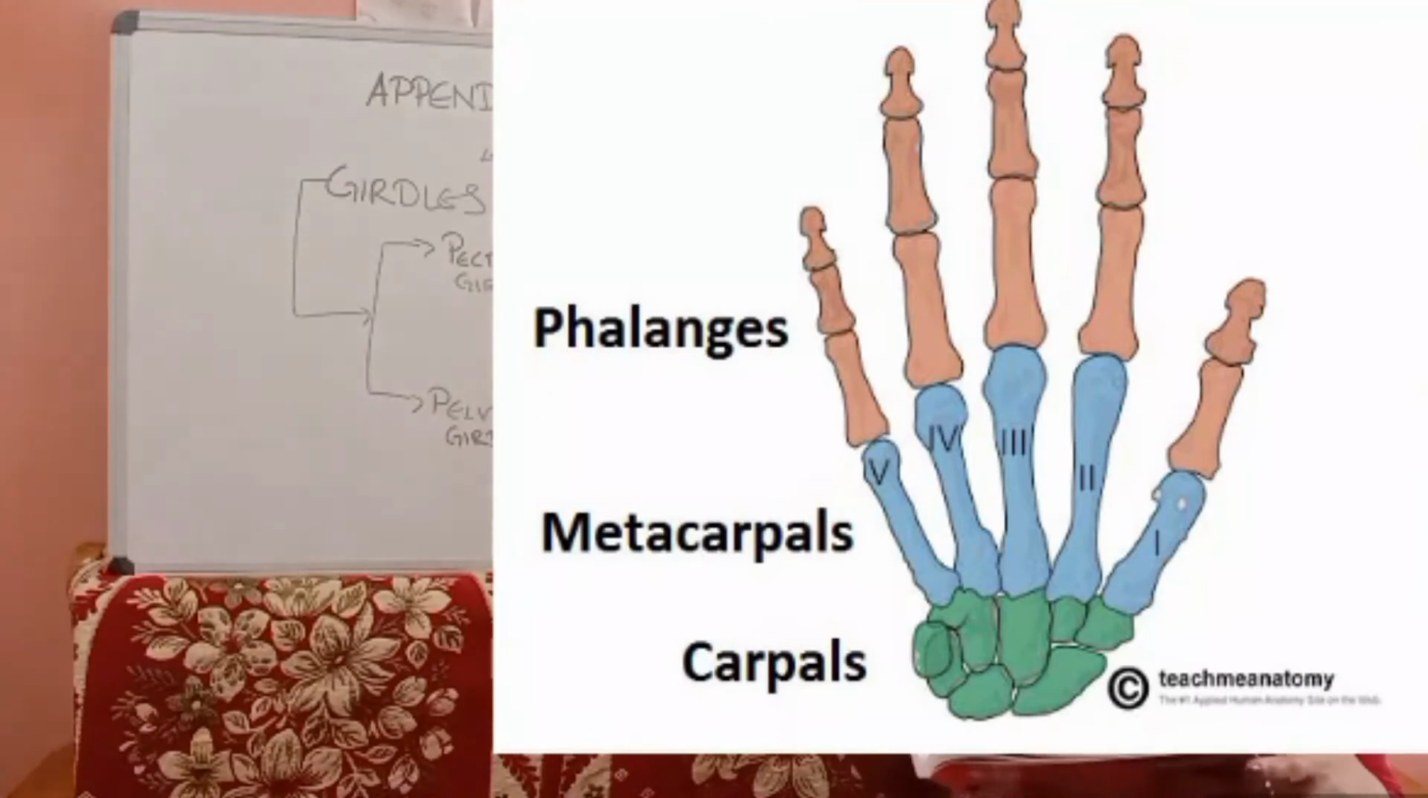I think you can identify that. Your thumb, we have only 2 bones there. So it has 2 phalanges. The rest, all the 4 fingers in your hands, consist of 3 phalanges each. In total, we have 14 phalanges. Okay.